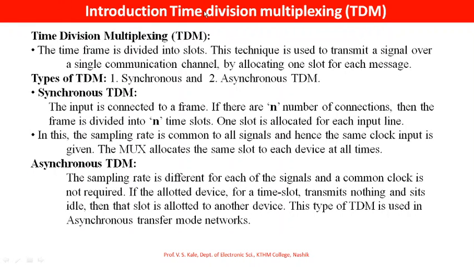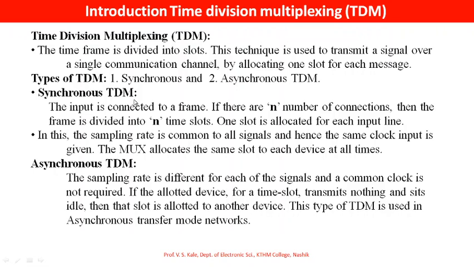Now let us see the meaning of time division multiplexing, in short TDM. The time frame is divided into slots. This is important. This technique is used to transmit a signal over a single communication channel by allocating one slot for each message. There are two types of TDM. One is synchronous, second is asynchronous TDM.